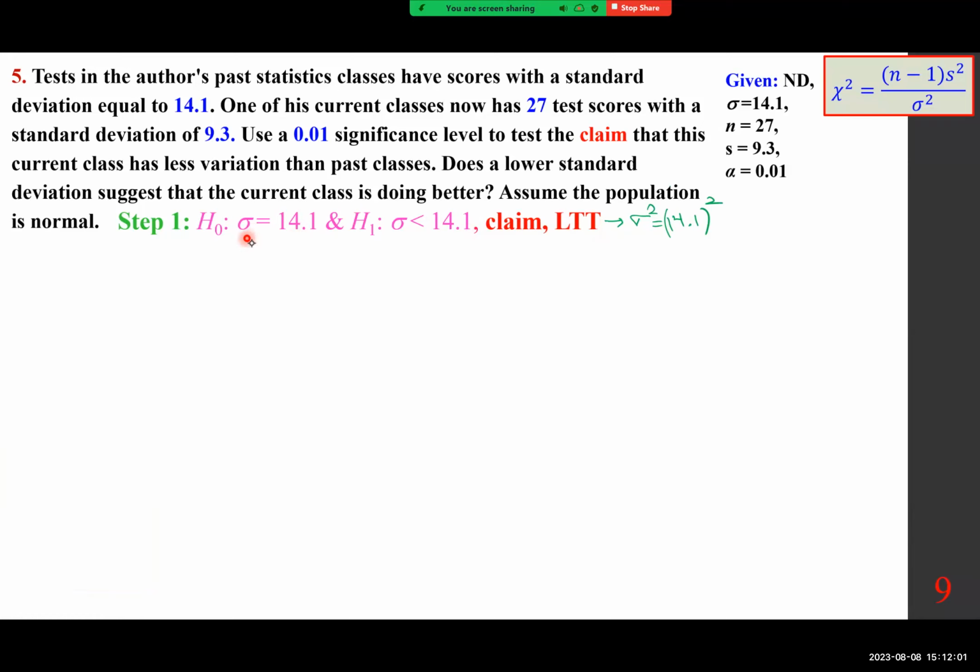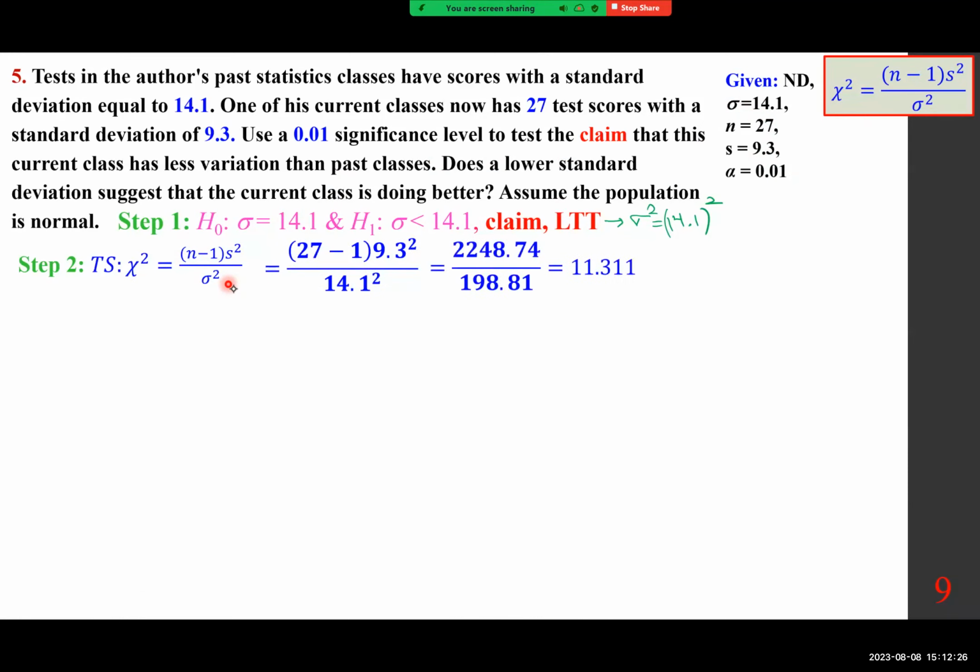The next step is the test statistic. Chi-squared is (n minus 1) s squared over sigma squared. Whether they use sigma or sigma squared, the test statistic has this formula. And again, this formula is available on the formula sheet. So (27 minus 1) times 9.3 squared over 14.1 squared, and that gives us 11.311.